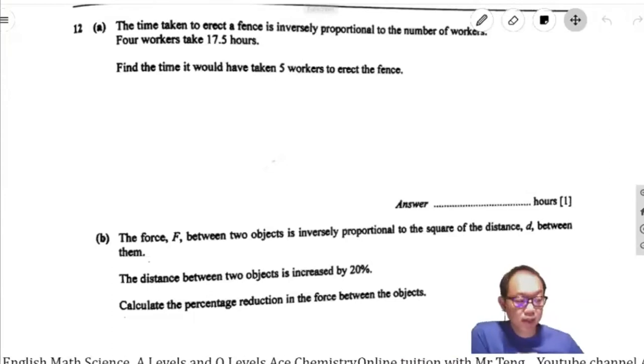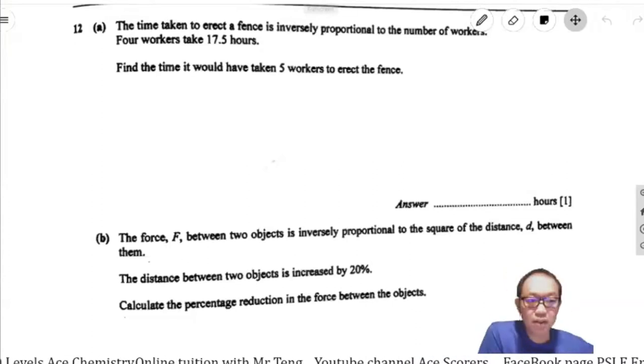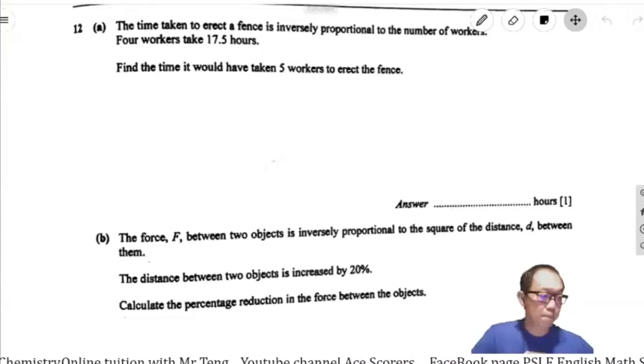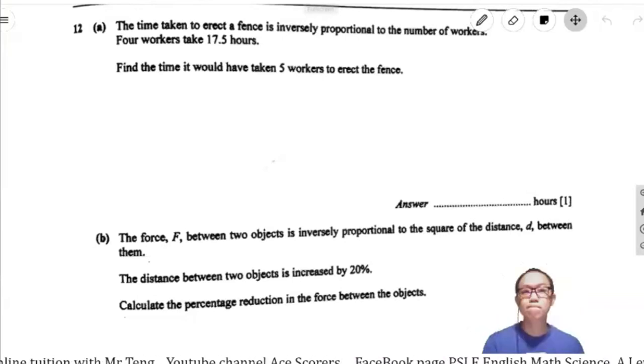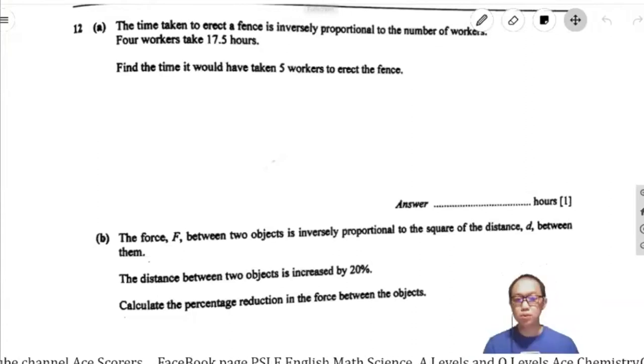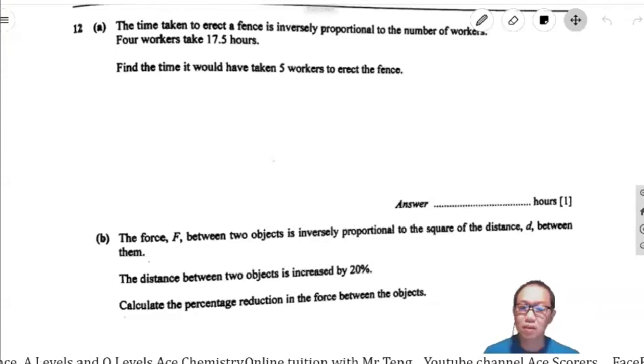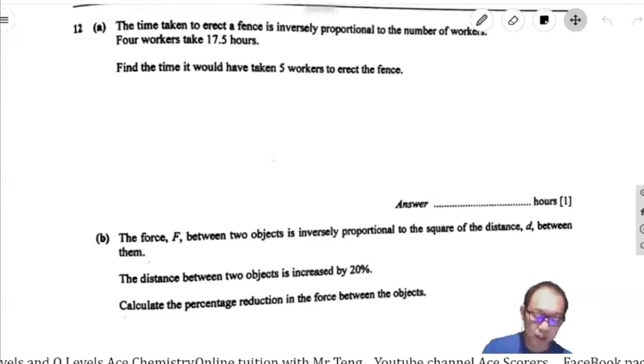Okay, anybody have anything to share? Answer? Anyone? Sometimes you don't have to use the direct inverse proportion formula. You don't necessarily have to use the y equals k over x thing. You can just do it using normal comparison. I would use a normal comparison for the 12a.